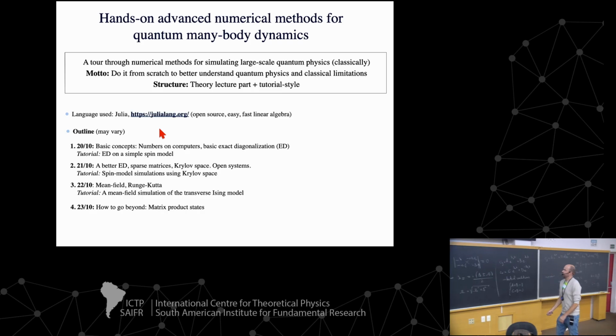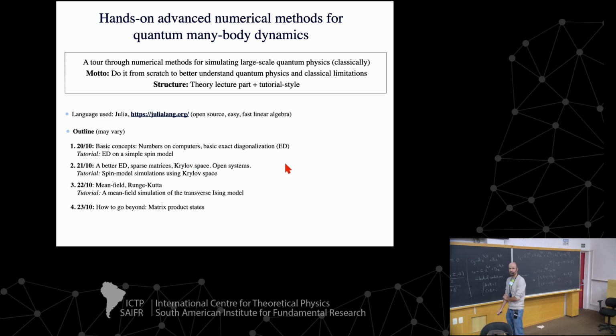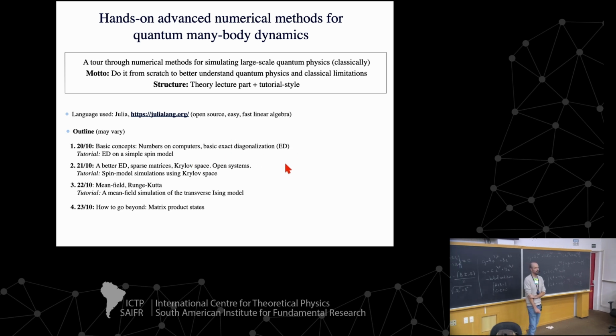Okay, and the topic today is going to be quite simple, just really some fundamentals of how to write numbers on computers, and then I want to go to exact diagonalization. I'm sure many of you have heard of it. Some others have wondered why it's called exact diagonalization. It's basically just solving dynamics of a quantum system fully exactly without any approximations.